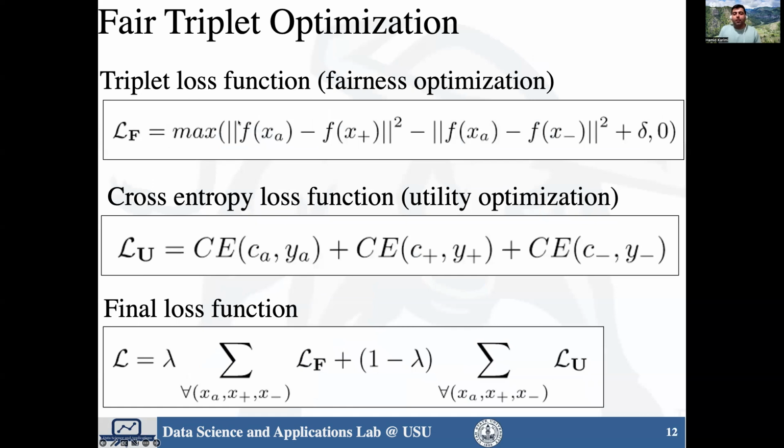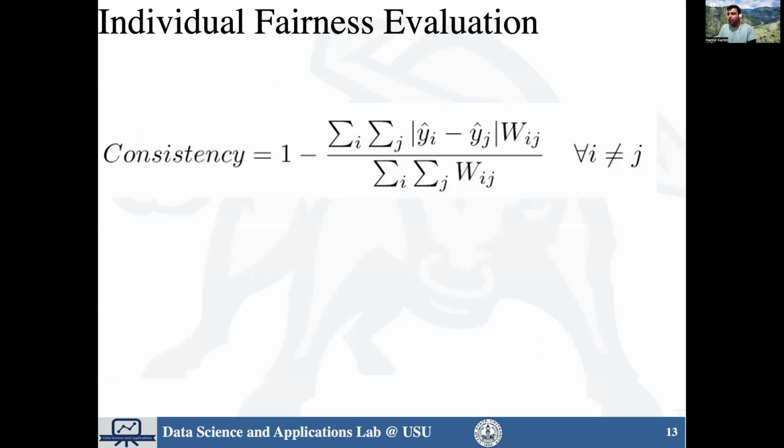But this triplet loss just does the fairness optimization, and we expect the model to also have high predictive power, high predictive performance. In the terminology of this paper, we call it utility optimization. To have high predictive power, we also add cross entropy. Basically, we create another loss function for each element of the triplet loss. Eventually, we have this final loss function, where this lambda controls how much we focus on fairness optimization versus utility optimization. As I mentioned, the current metric that is used for individual fairness evaluation has some shortcomings.